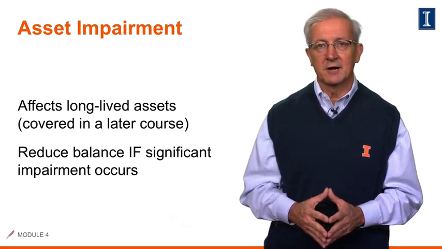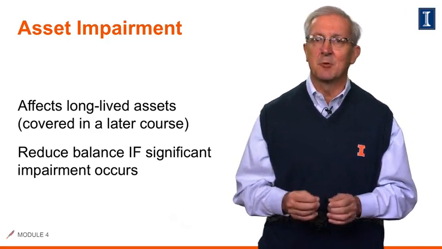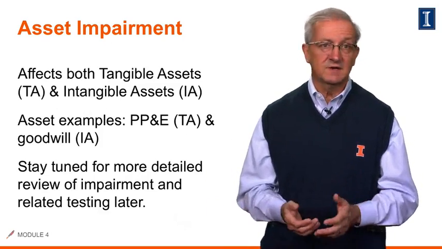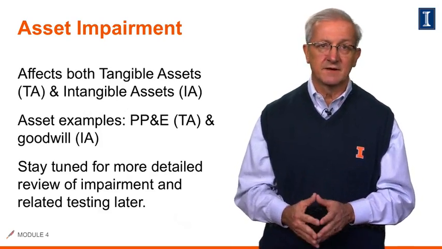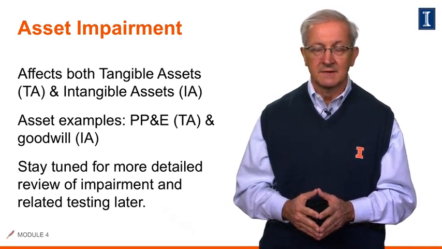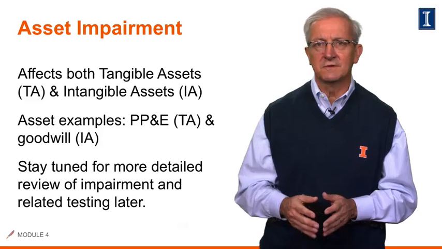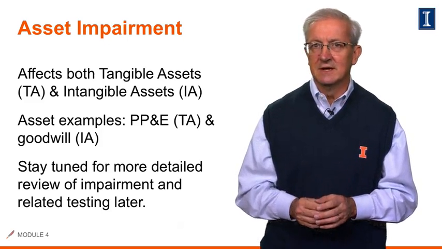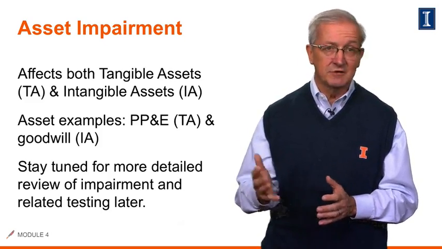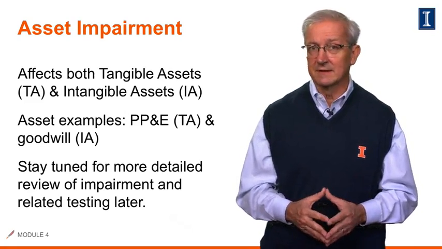So now we move on to asset impairment. It's basically when any long-lived asset should be reduced if there's been a significant impairment of value. So impairment affects both tangible, things we can touch, and intangible assets. Tangible assets are buildings and equipment, or more commonly known as PP&E, property, plant, and equipment. The intangible assets are things like goodwill. While we're going to discuss this later in the course, please note that this is the only asset on your balance sheet that occurs only when you purchase another company. This is a very interesting but challenging topic. Stay tuned for a much more detailed review of impairment and its related annual testing later in this course.